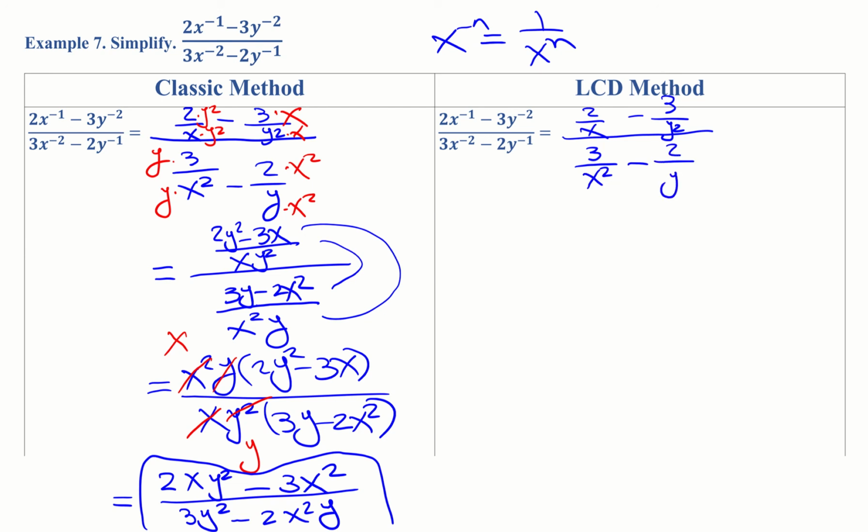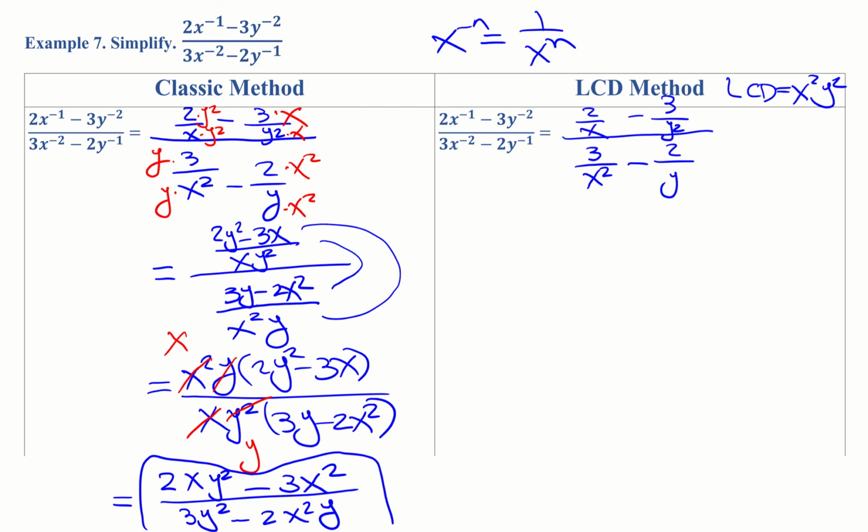So now this time we're going to look for the LCD of all 4 terms, right? So what is it? Well, let's see. X squared, y squared, y. So the highest power of x is x squared, the highest power of y is y squared. So the LCD, like the other one, is x squared, y squared.